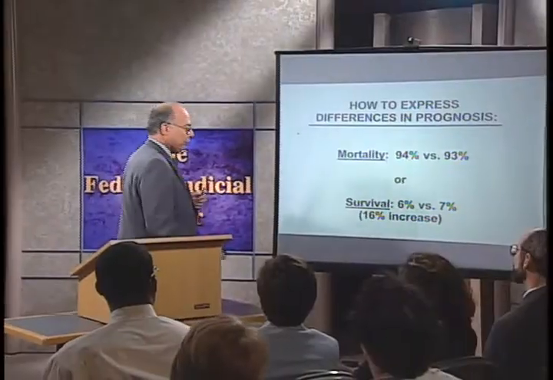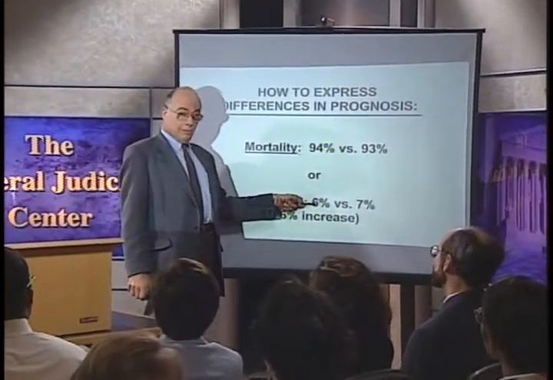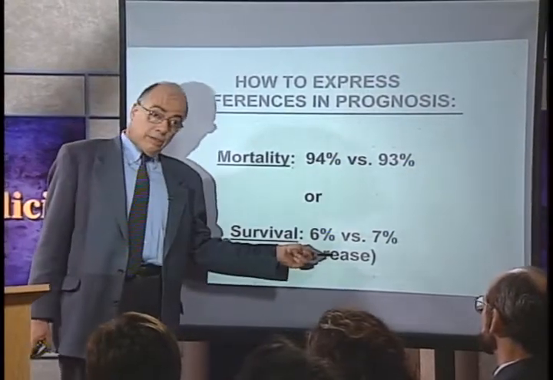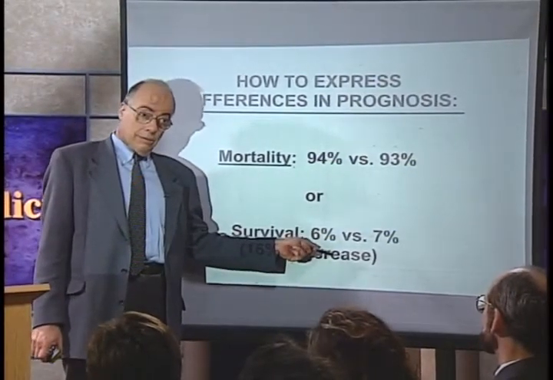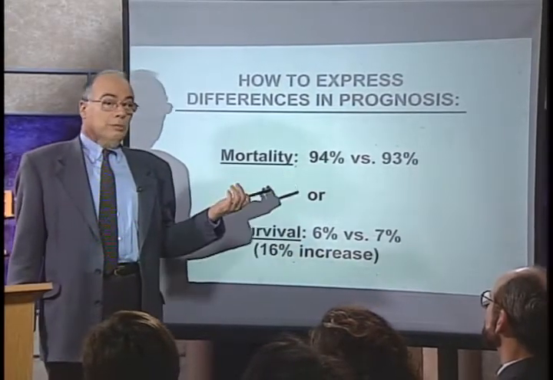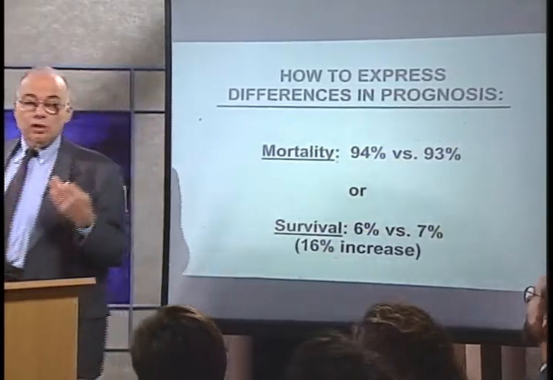But someone else who may be advocating for the new treatment comes and says, oh no, you're not looking at it correctly. Let's look at survival with the two therapies. Survival with the old therapy was 6%. It's gone up to 7% here. We have a 16% increase in survival with these two therapies. Which is true? The answer is they're both true. Again, it's the question of how you choose to express the findings.